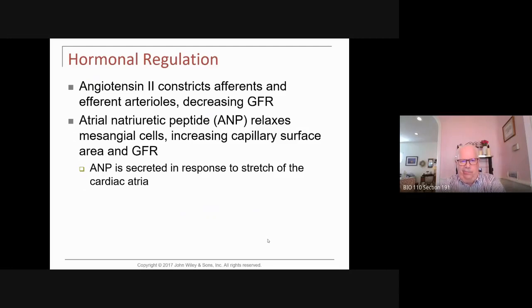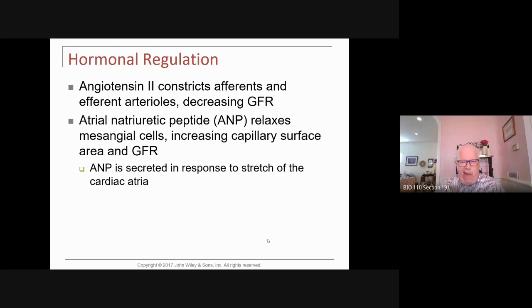Hormone regulation. We talked about these two hormones already. Angiotensin 2 is the constrictor of the afferent and efferent arterioles, raising your blood pressure and decreasing GFR. When your blood pressure rises, the constriction of the arterioles takes place. There is little blood going through your kidneys, and you have a decreased glomerular filtration rate.